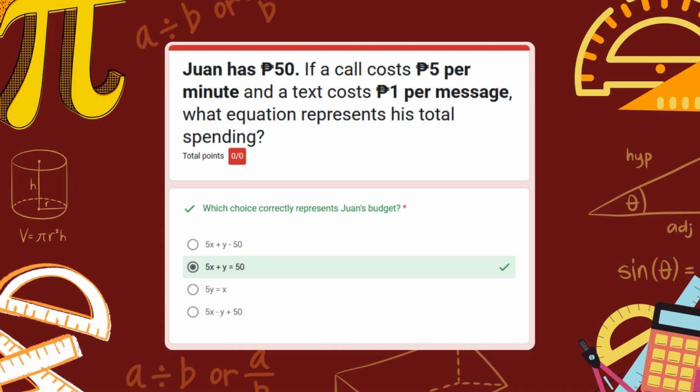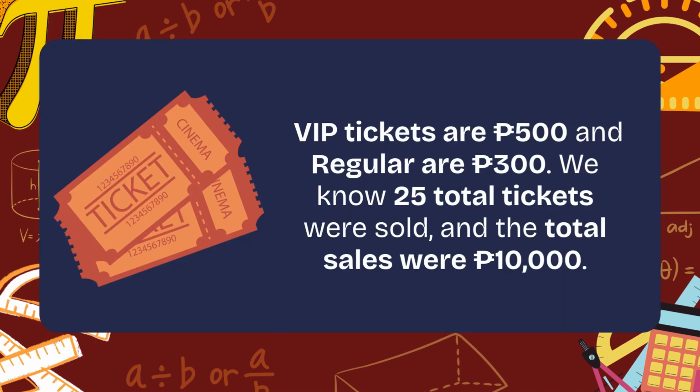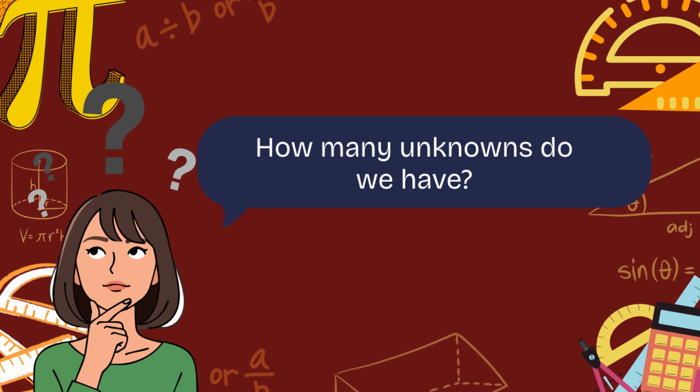Now let's jump to our main problem, the concert tickets. Again, everybody read. VIP tickets are 500 pesos and regular are 300 pesos. We know 25 total tickets were sold and the total sales were 10,000 pesos. How many unknowns do we have? What do you think? Do we have 3, 4, or maybe 5?